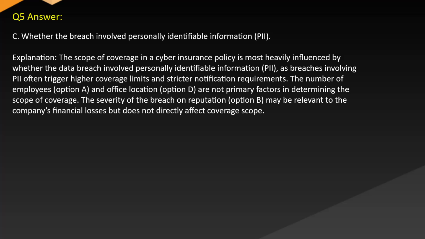The number of employees, option A, and office location, option D, are not primary factors in determining the scope of coverage. The severity of the breach on reputation, option B, may be relevant to the company's financial losses but does not directly affect coverage scope.